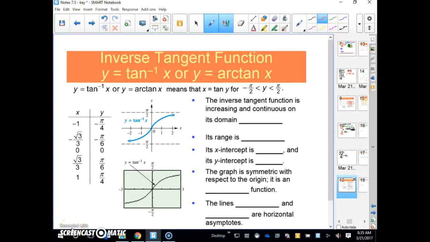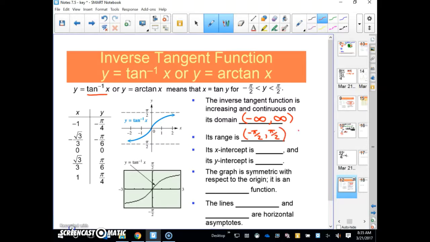We talk about the inverse tangent function, and it's increasing and continuous on the domain. Okay, its domain is from negative infinity to positive infinity. That means all real numbers. That means you can plug in anything you want. That couldn't happen for sine and cosine. But now for inverse tangent, we can plug in anything we want. Its range is going to be between negative pi over 2 and positive pi over 2.